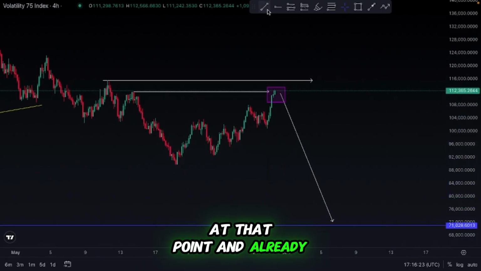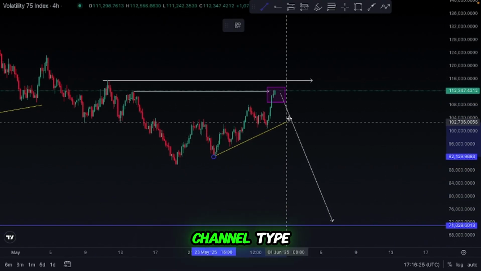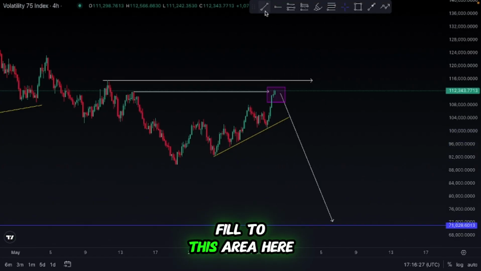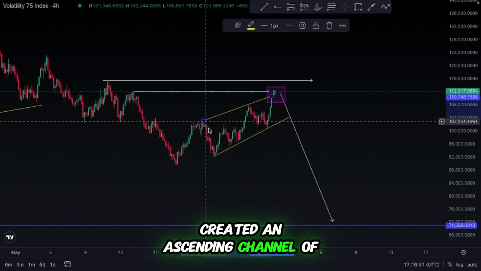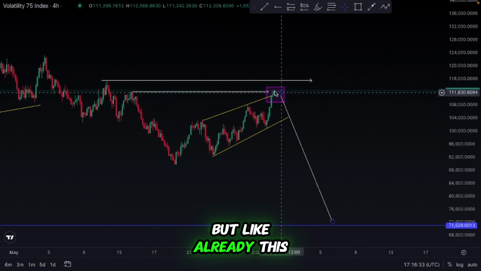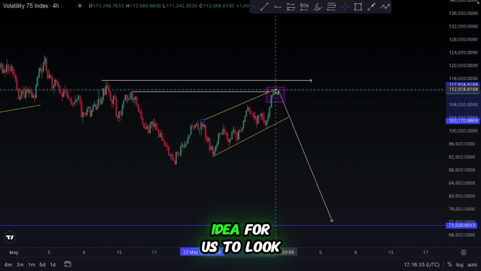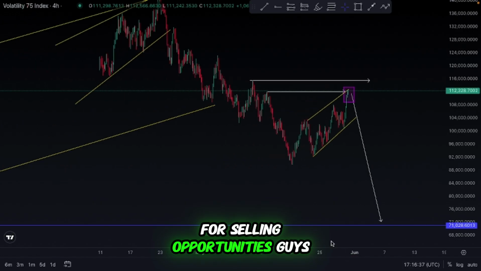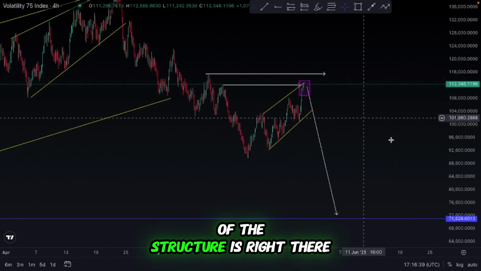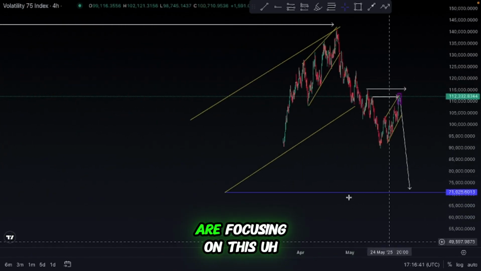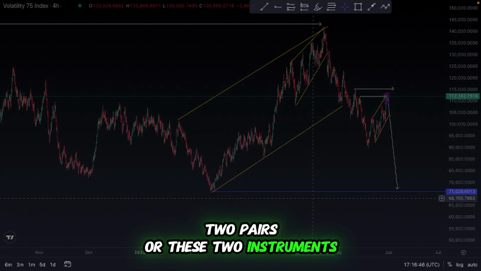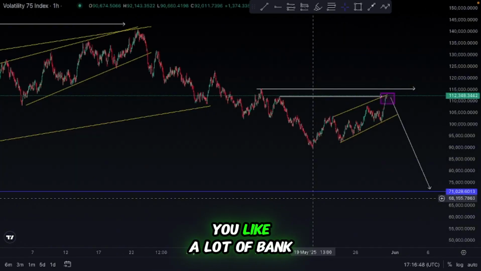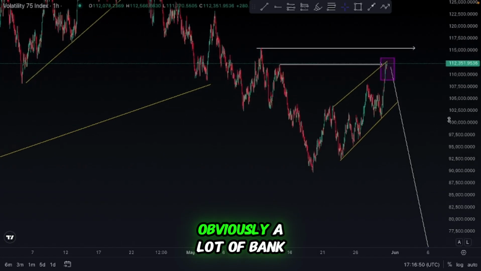And already we are creating this ascending channel type feel to this area here. So just like that, we created an ascending channel, which is not nice, but already this gives me an idea for us to look for selling opportunities, guys. Then at the top of the structure is right there. So make sure that you are focusing on these two pairs or these two instruments, just because they can give you a lot of bank, obviously a lot of bank.